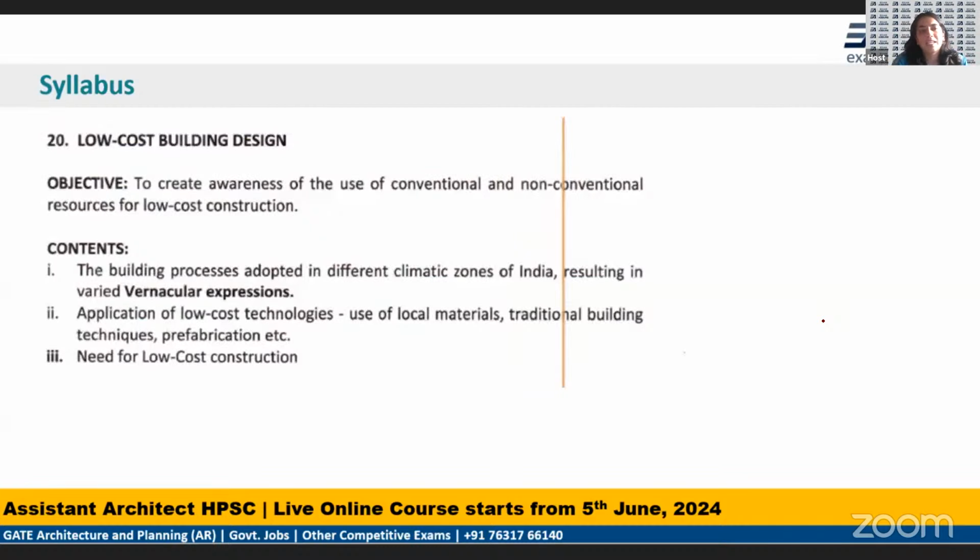Coming to the next one, that is low cost building design. So awareness about low cost construction. Again, this is particularly based on your climatic zones and could be somewhere related to climatology also. Plus vernacular architecture, use of local materials, traditional building, etc.